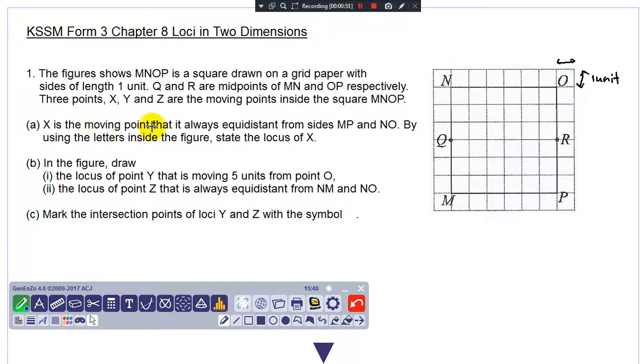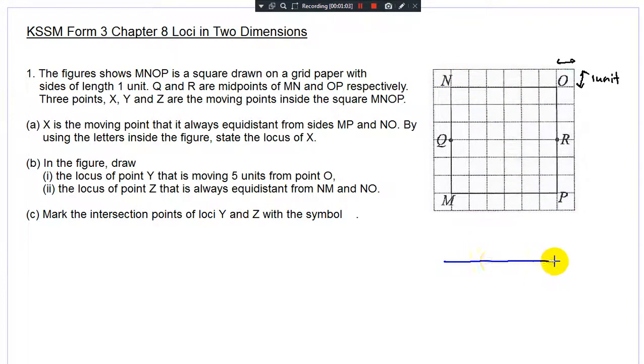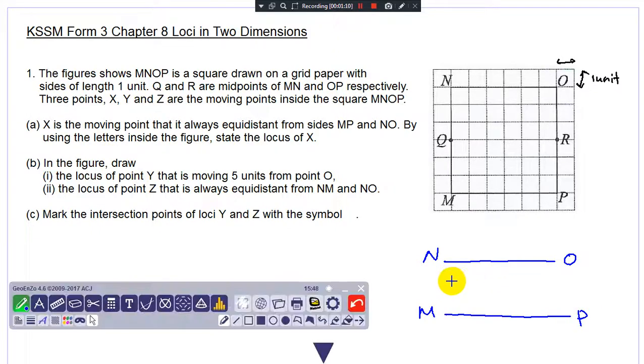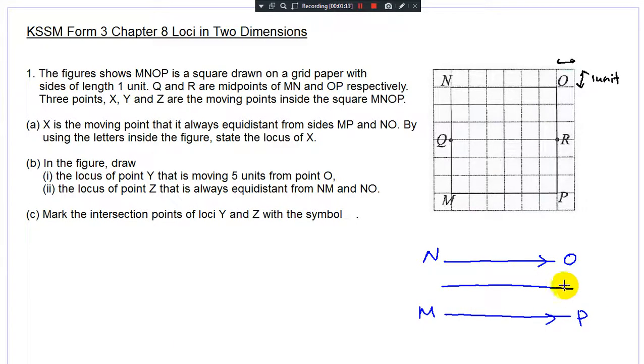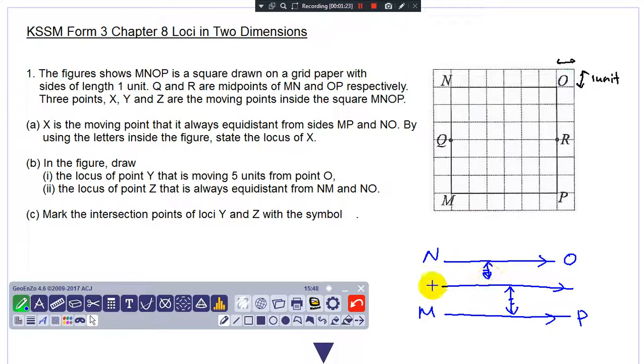Okay, X is a moving point that's always equidistant from the side MP and the side NO. If you have a straight line like this, NO, and another straight line, MP, equidistant from these two parallel lines, it will be like a meter here, right? So the distance here and the distance here will be the same. So the locus is here.